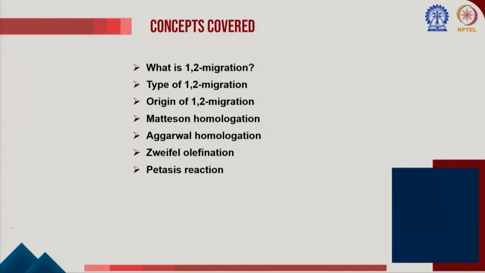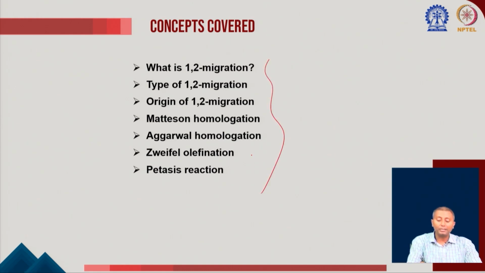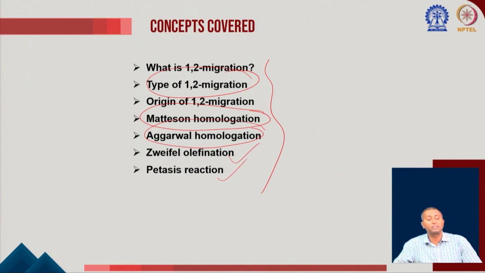So let's try to understand what this 1,2 migration, or 1,2-metallate rearrangement, is, and then I am going to talk about different types of 1,2 migration. Of course, this is a huge topic, so I am just going to give you a brief idea about it. Then the Matteson homologation, one of the named reactions for 1,2 migration, and you still find questions from it in competitive exams. And then an example from the Aggarwal group, who have contributed a lot in this area, and then the Zweifel olefination and the Zweifel reaction.